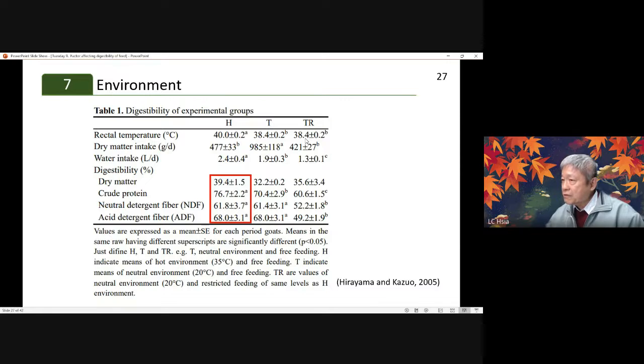Then for digestibility of the dry matter, they are the same at least. But if their feed intake is higher, they have lower digestibility. This kind of design is used in many nutrition experiments, so we had better understand this.